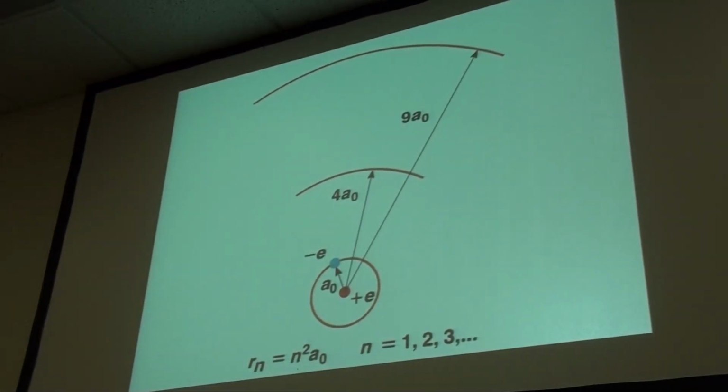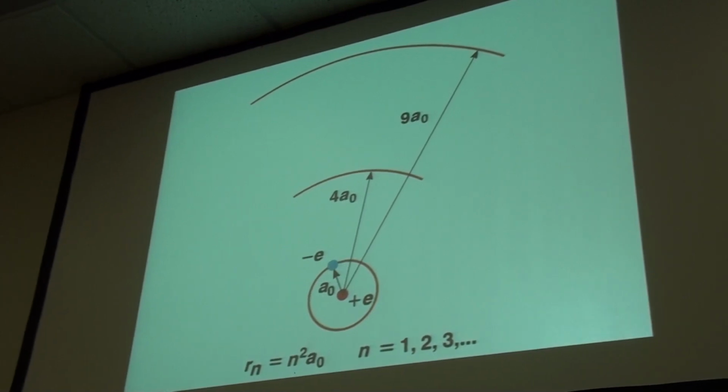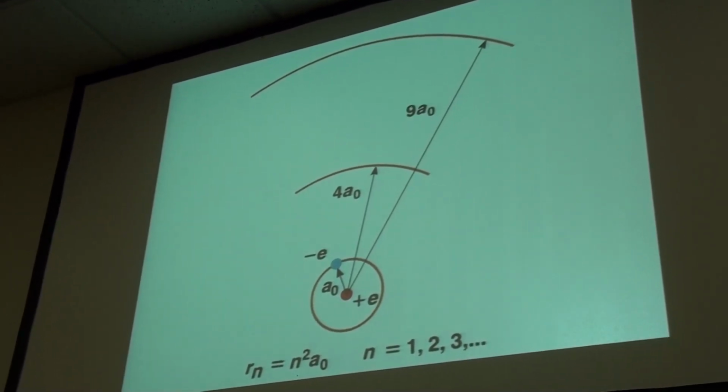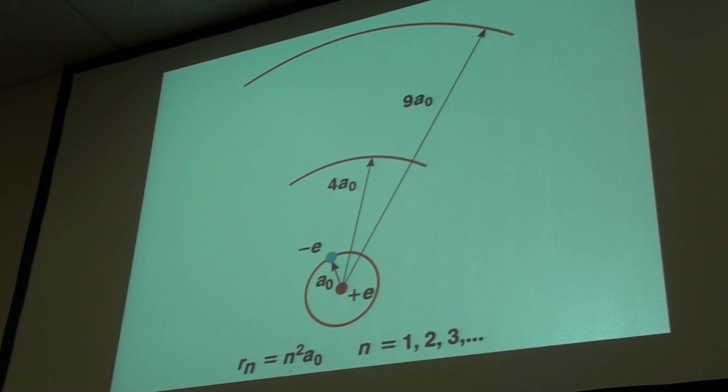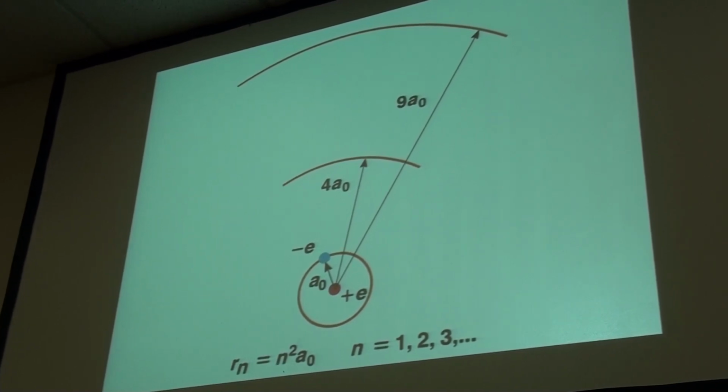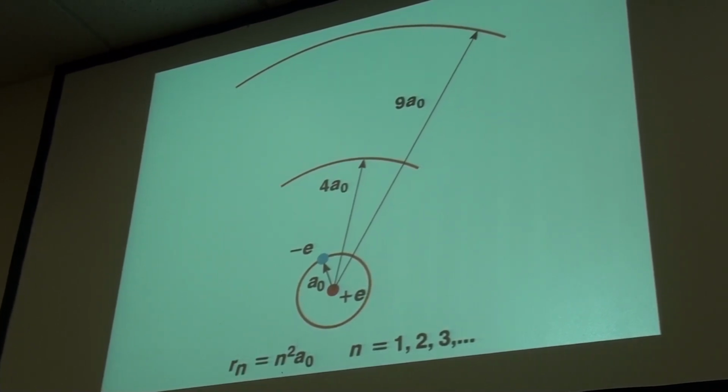So we can see that this describes for us a system of allowed orbital states for the electron around the hydrogen atom that are separated by distances of A naught, or 0.51 angstroms. Then the next one out, that would get constructive interference and be a standing wave pattern, would be at 4A naught. Then the next one would be at 9A naught, etc.